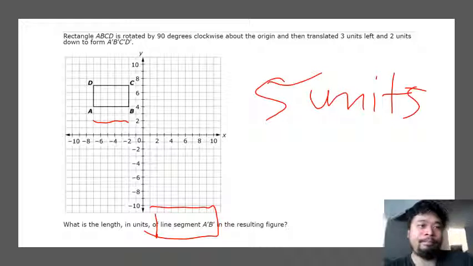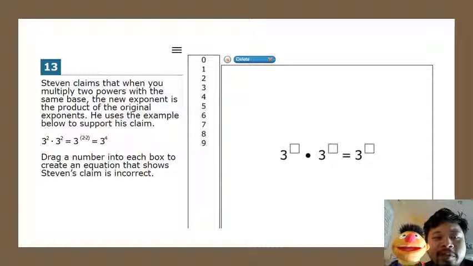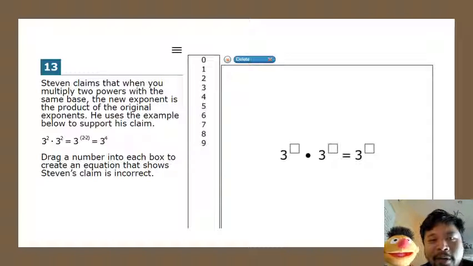Bada bing. All right, so number 13 here states that Stephen claims that when you multiply two numbers with the same base, the new exponent is the product of the original exponents. And it shows us a little example of his work. Now what we need to do is prove Stephen wrong. So here is our strategy for anything where we're finding a mistake or we're trying to poke a hole in someone's argument here.